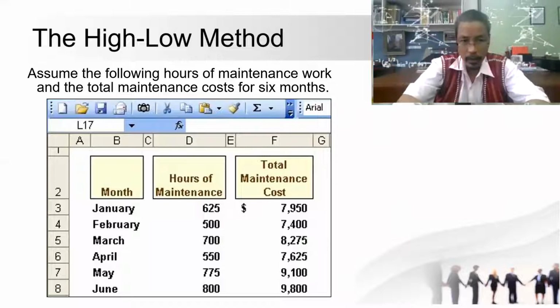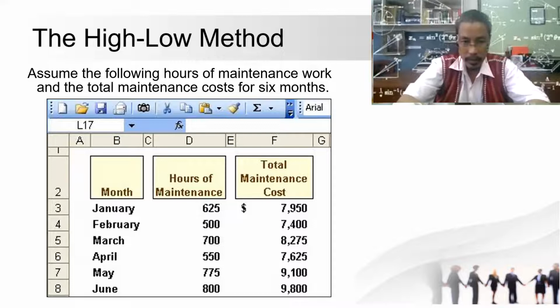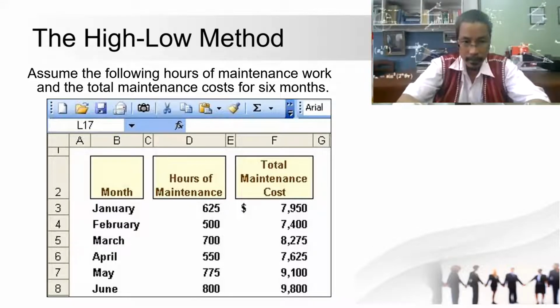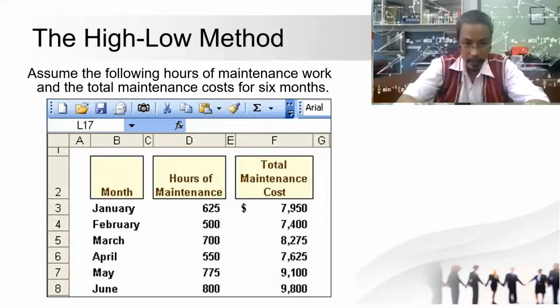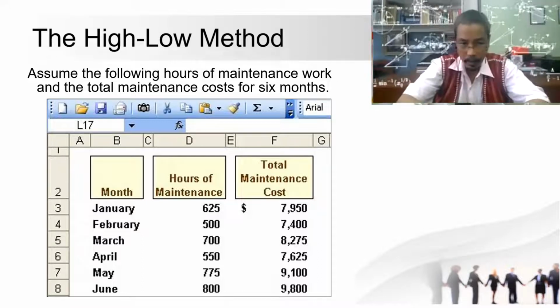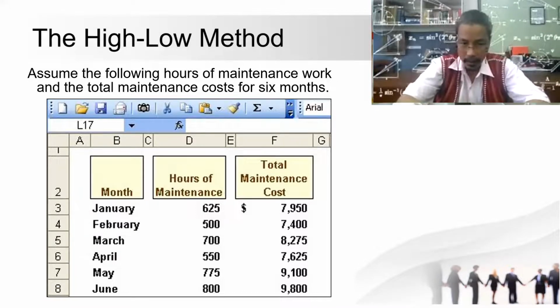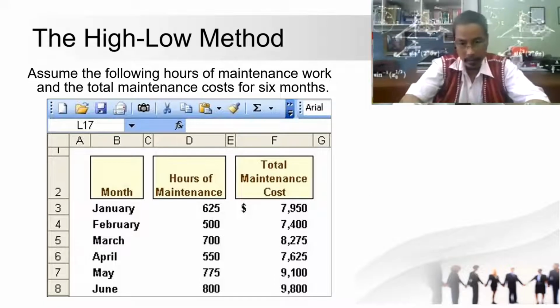Assume the following hours of maintenance work and the total maintenance cost for 6 months. So we have the following data: January, February up to June. This is 6 months. We have the number of hours of maintenance and the total maintenance cost for each of these months.